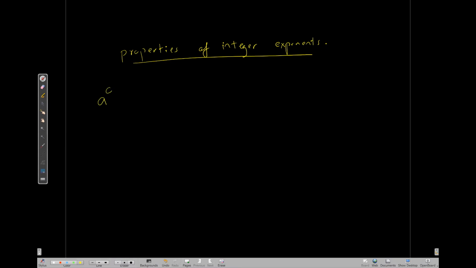a to the 0. So let's call this 1. So remember, 0th power of anything except 0, I'm sorry. 0th power of anything is 1. For example, 7 to the 0, you get 1. 8 to the 0, you get 1. Negative 9 raised to 0, you get 1.